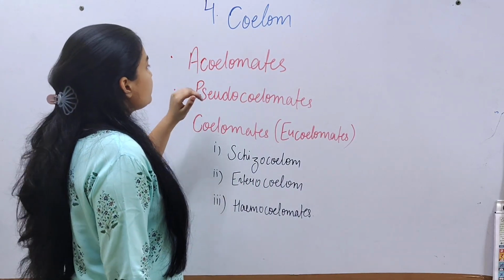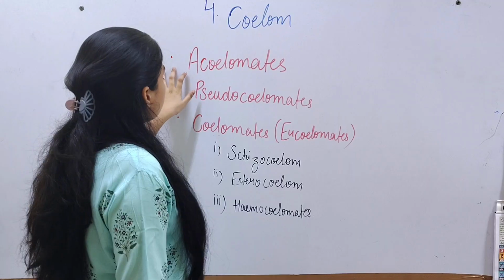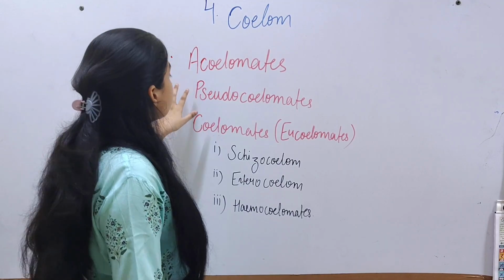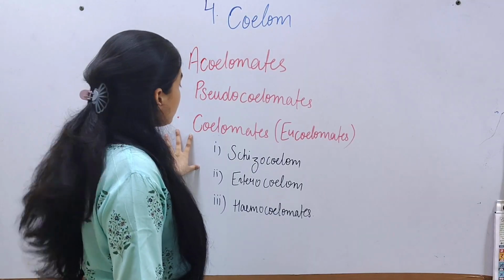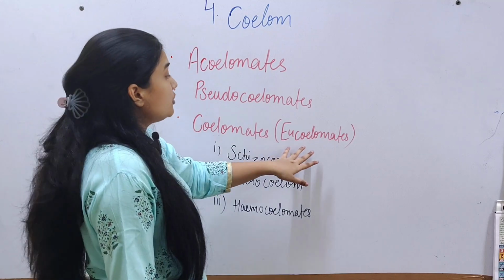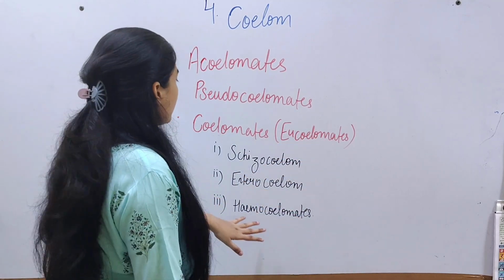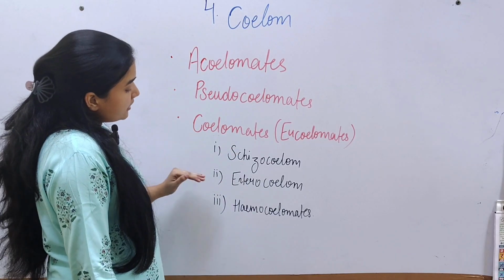So in the coelom, there are three types of coeloms. First is the acoelomates, and the second is the pseudocoelomates. Third one is the coelomates, which is known as eucoelomates, true coelomates. And the coelomate is also categorized into three parts.